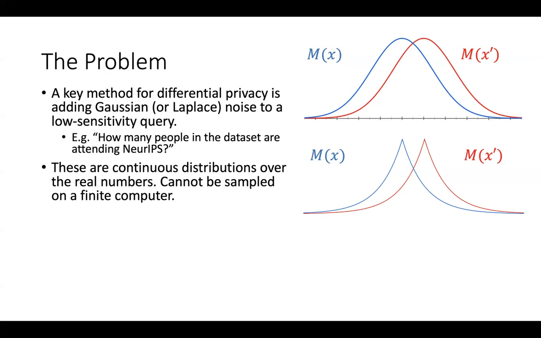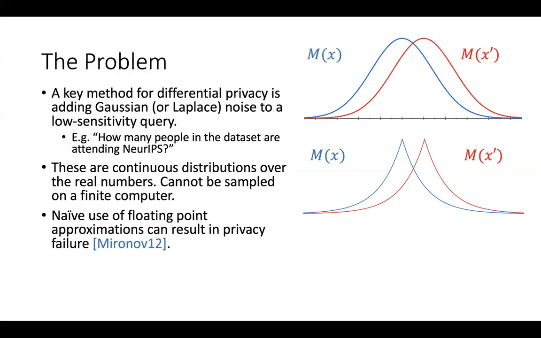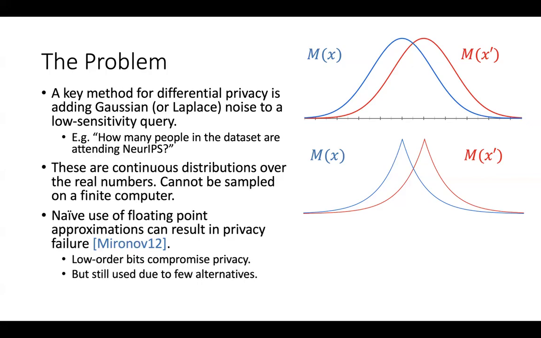Now, these are obviously continuous distributions. They're supported on all of the real numbers, and that means that we just cannot sample them on a finite computer. So there's an obvious disconnect here between the theory and the practice. And as I mentioned, the obvious thing to do is just use floating point approximations to real numbers. But there was a paper by Ilya Mironov, 2012, that showed that this actually doesn't preserve privacy. And again, the issue is that the low order bits are compromising the privacy.